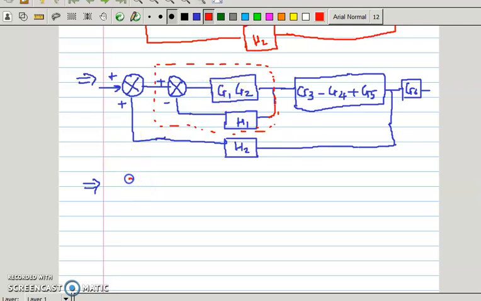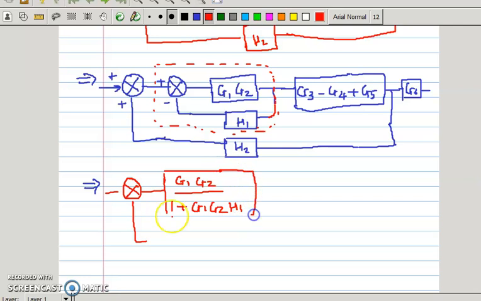We put the first mixer as it is, and the feedback is again as it is. For the elimination of feedback rule, the forward path G1 and G2 goes at the top, over 1 plus G1 G2 H1. This is the elimination of the feedback path, rule number 7. Just see that rule. And the next block is as it is, that is G3 minus G4 plus G5.